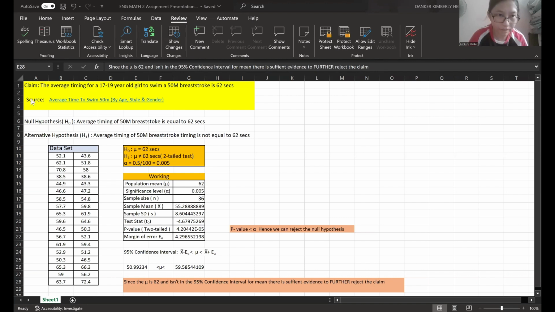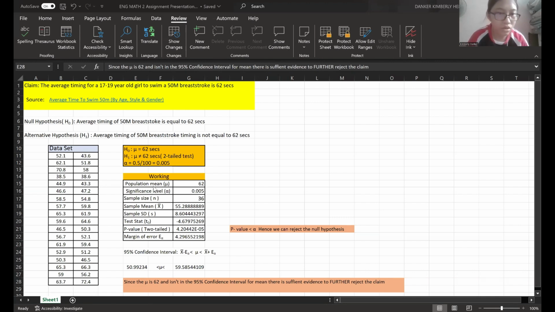So here we have the claim that the average timing for a 17 to 19-year-old girl to swim a 50-meter breaststroke is 62 seconds. This will be our null hypothesis H naught, which we could put as mu is equal to 62. Then H1, our alternative hypothesis, will be mu is not equal to 62, which will then be a two-tailed test, as in order to prove H naught wrong, we could either find more than or less than the mu.